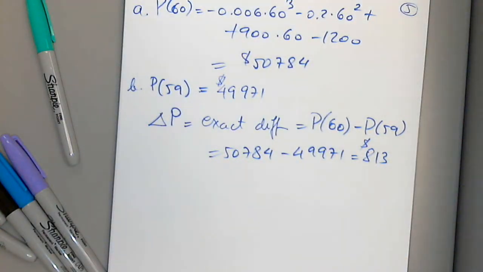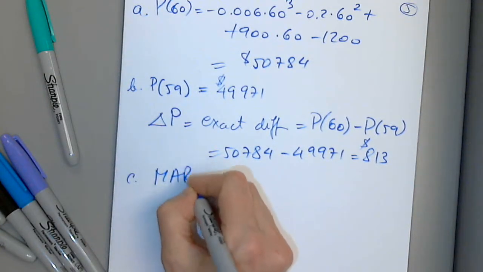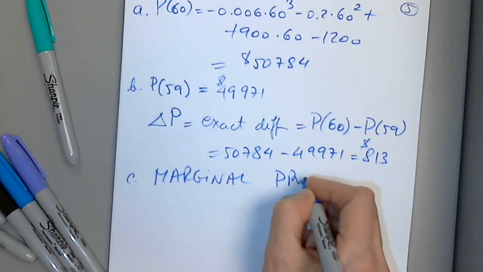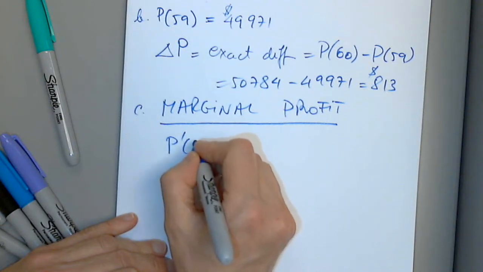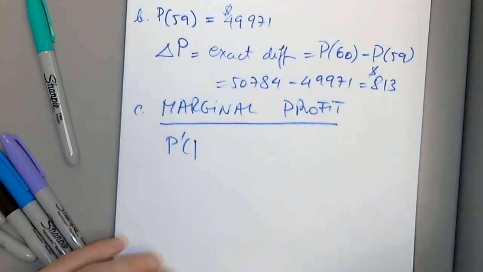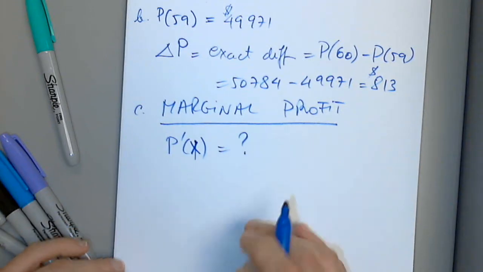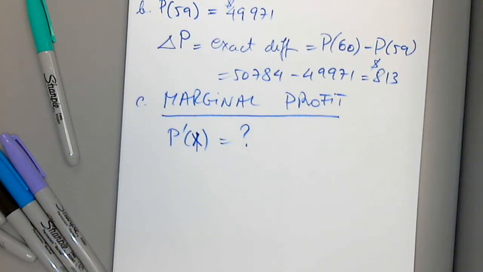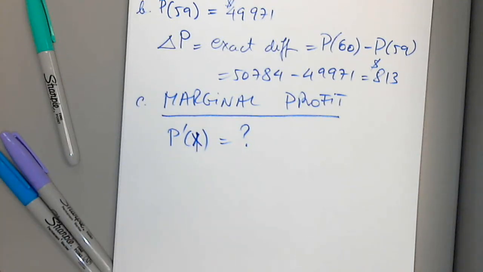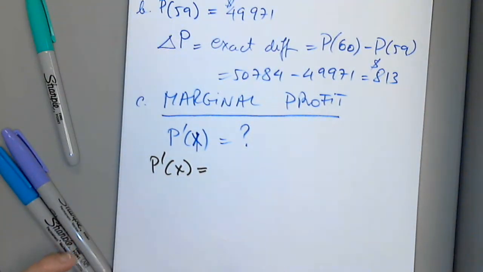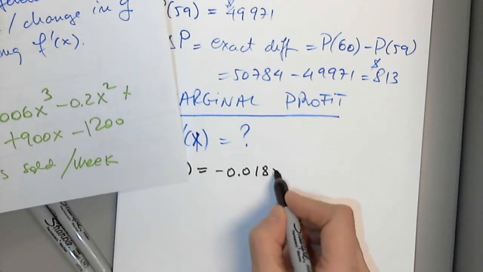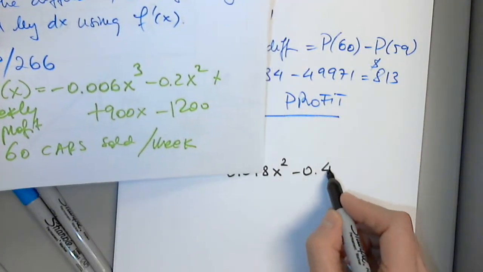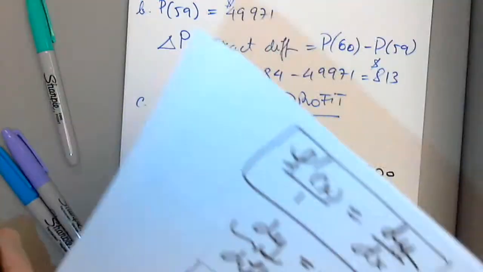Next question, part C. What is the marginal profit? Okay, we have to talk about marginal profit. Marginal profit is nothing else but the rate of change of profit. This is the marginal profit. So let's find P prime. Here's the function. Negative 0.018 x squared minus 0.4 x plus 900.